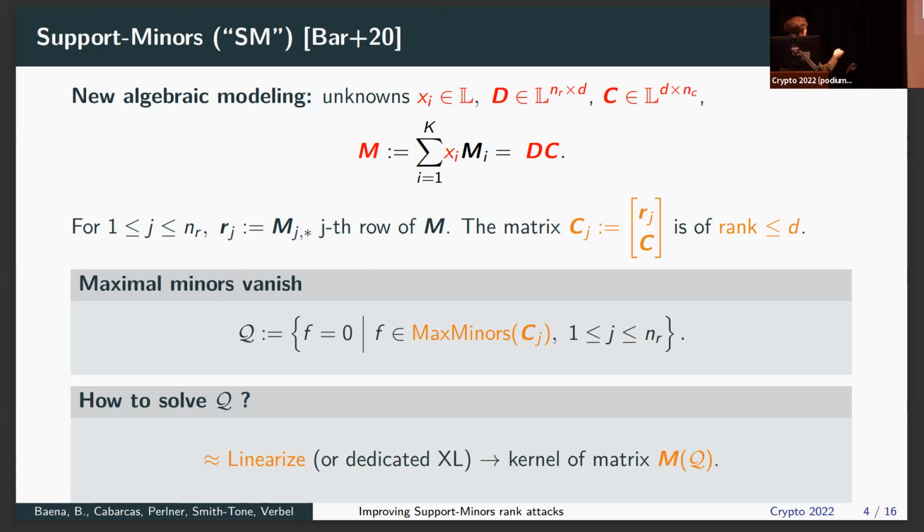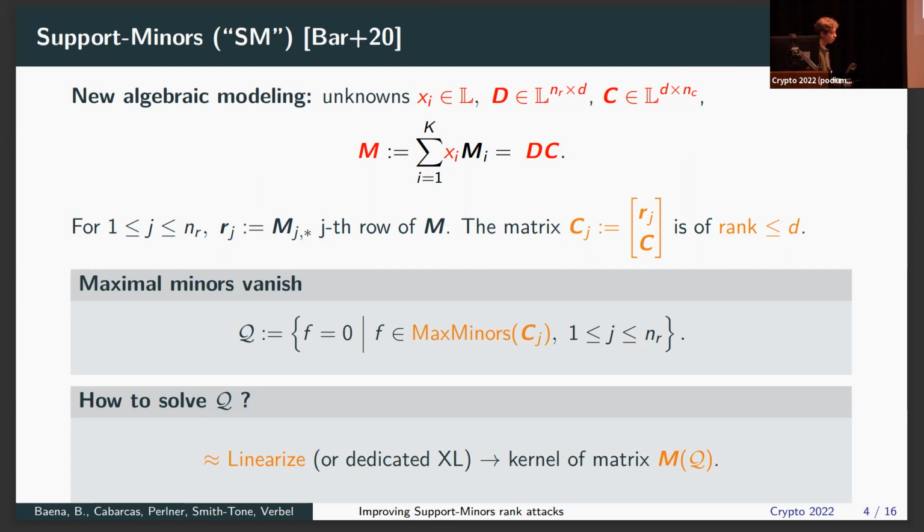So to describe it, I start from M, which is the secret rank D matrix. So of course you don't know it. And you write it as a product D times C like this, where the matrix C has only D rows. And from this equality, if you take your row J of M, you notice that this row is also in the row space of C. So this means that if I construct this matrix like this, which is simply you stack your row with your matrix C, this is a matrix with D+1 rows, but the rank can be at most D.